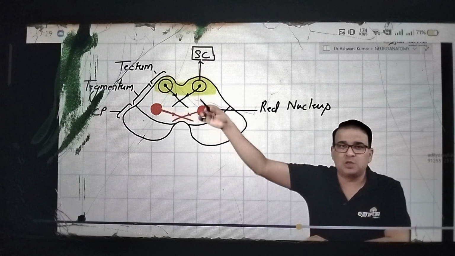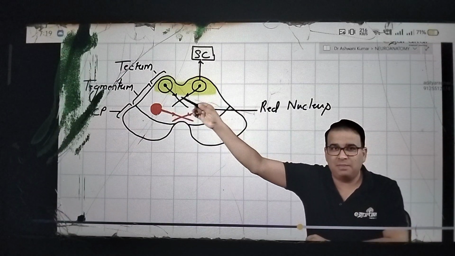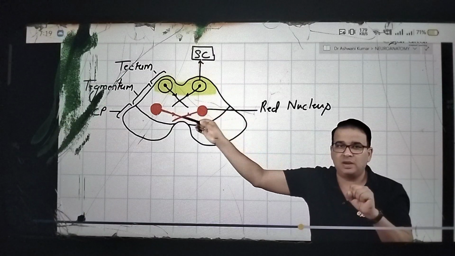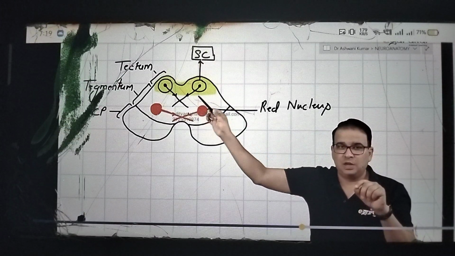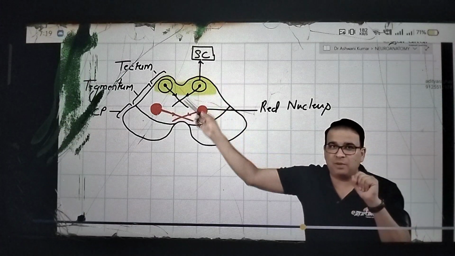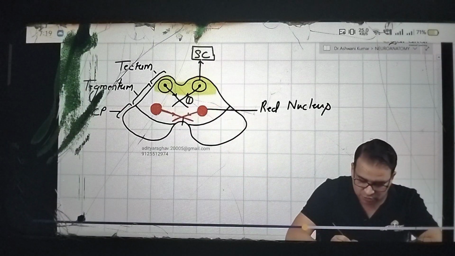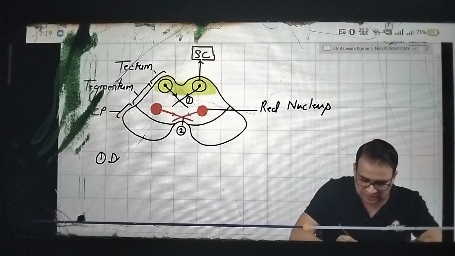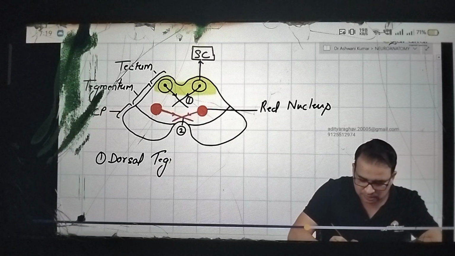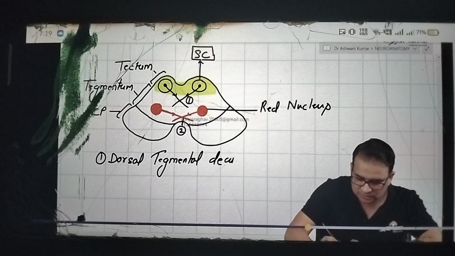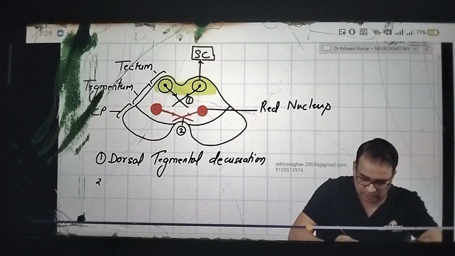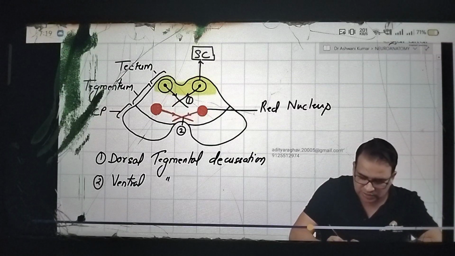And that's why these decussations are also given names. This decussation here is called the dorsal tegmental decussation because it takes place at the tegmentum, and this is the ventral tegmental decussation. Please don't confuse, guys. Dorsal tegmental decussation: the tract is the tectospinal tract because it starts from the tectum, but the decussation is in the tegmentum. So if I give number 1 here, and let me give number 2. So 1 is the dorsal tegmental decussation. And number two is ventral. It is present more anteriorly, so that's the ventral tegmental decussation.